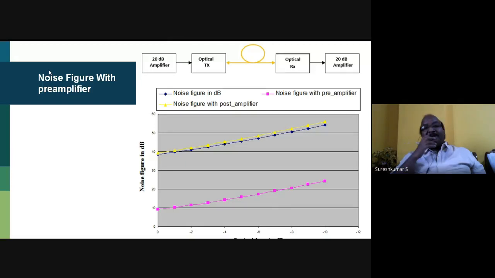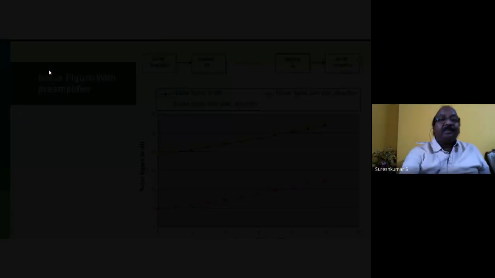But you can see the performance. The pink curve shows the noise figure is well below with a pre-amplifier. The yellow curve shows the noise figure with a post-amplifier, and the blue curve is without any amplifier. This is only the fiber optic system. But when you put the LNA, all these things don't matter much.